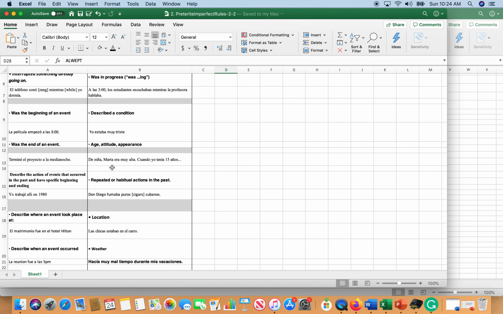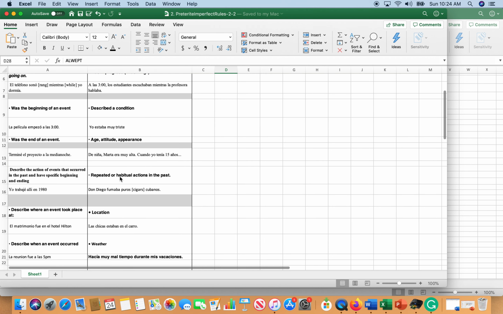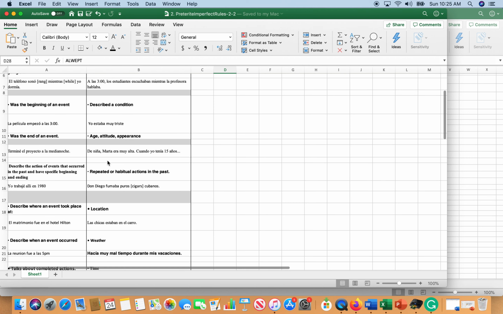Yo tenía 5 años cuando aprendí a montar bicicleta. So I was 5 years old when I learned how to ride a bike. Appearance, la señora era muy bonita cuando era joven. So the lady was beautiful when she was young. And then Marta era muy alta. So Marta used to be tall. For some reason, she's not tall anymore. I guess she's old, and you know how old people tend to shrink, I guess. I don't know. So again, age, attitude, and appearance, you have to use imperfecto.